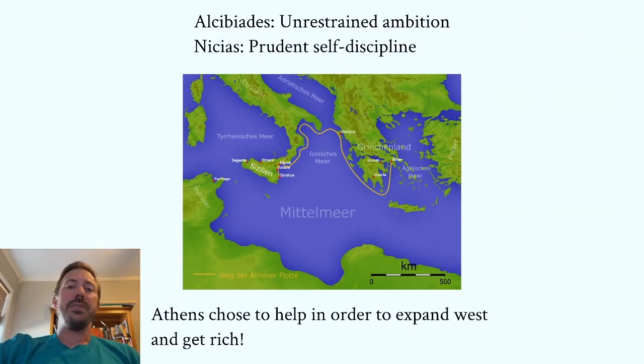Alcibiades is a part of this group. Alcibiades is another name, but I think the modern pronunciation is Alcibiades. He has unrestrained ambition, and Nicias is a different guy. He has prudent self-discipline. Alcibiades says, let's go. Nicias says, let's not. Let's have peace. And Alcibiades wins the day. So he leads a force over to Sicily to go invade Syracuse.